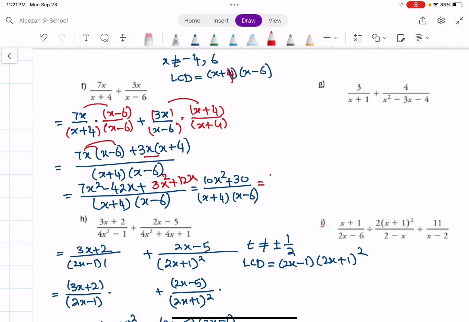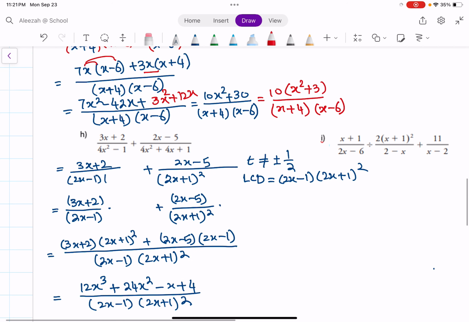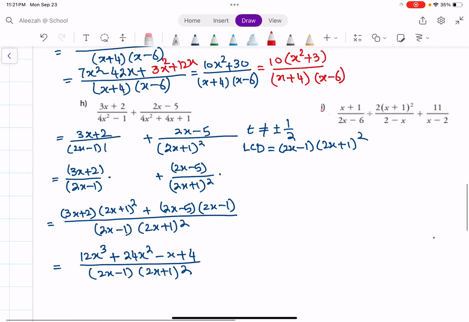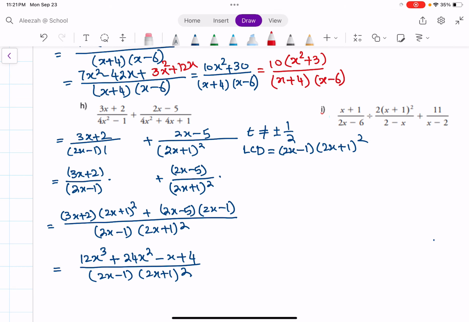Or I can just write 10 as a common factor. So 10 times x squared plus 3 divided by x plus 4 and x minus 6. That's my answer.